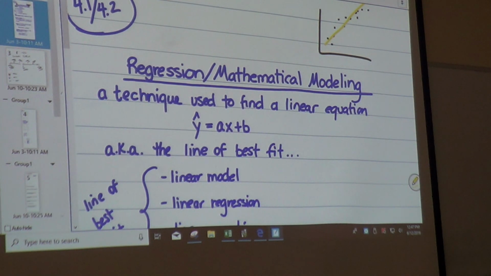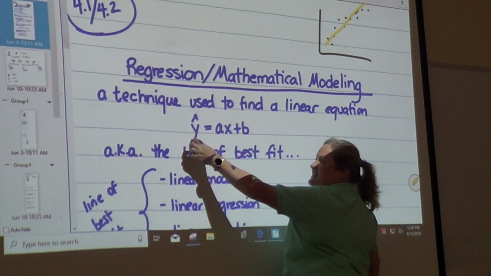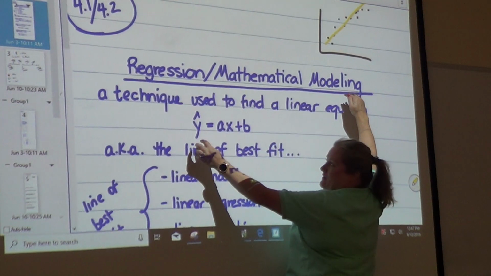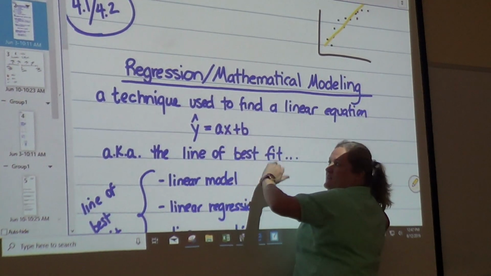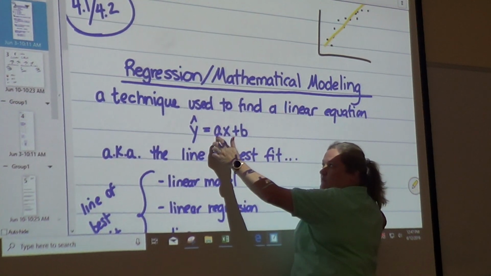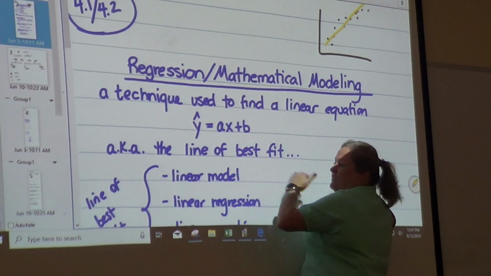So we're going to give you a bunch of points. You're going to graph those points, and then the calculator is going to determine the line that best fits those points. Okay? Now, this is called y-hat. That means that this is an imaginary line that fits those points. Y-hat equals ax plus b. A is our slope, b is our y-intercept. It's called the line of best fit.